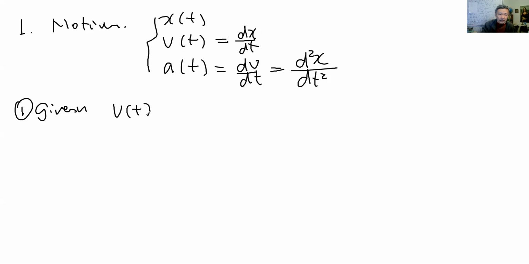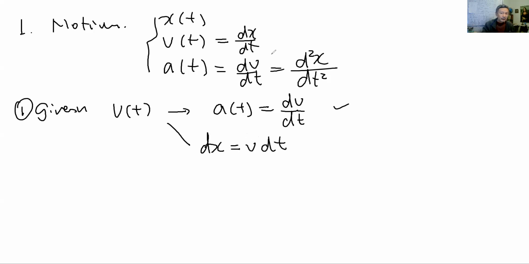Now, if you have v(t), this is explicit form. If v is given, then what can we do? We can work out a(t) by differentiating, by finding the first derivative of v. Then in this case, we can solve the problem. That is one way to do it. Alternatively, we can also use v to work out the displacement. Because by definition, dx equals v dt. Can you see that? That's by definition, the first derivative.